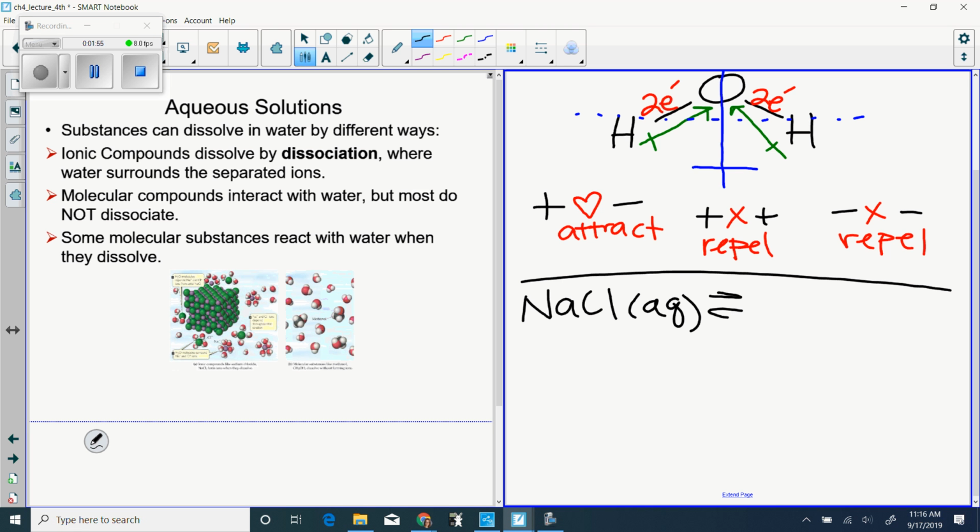New news. Arrows can go both ways. Reactions can go both ways. It's called an equilibrium arrow. One forward, one backward.